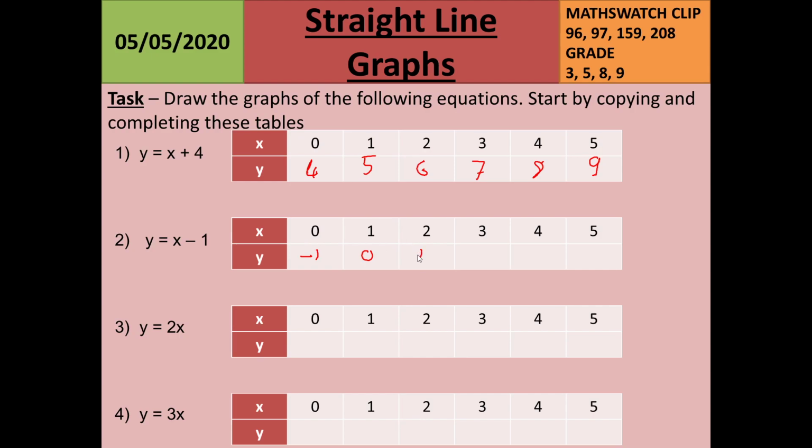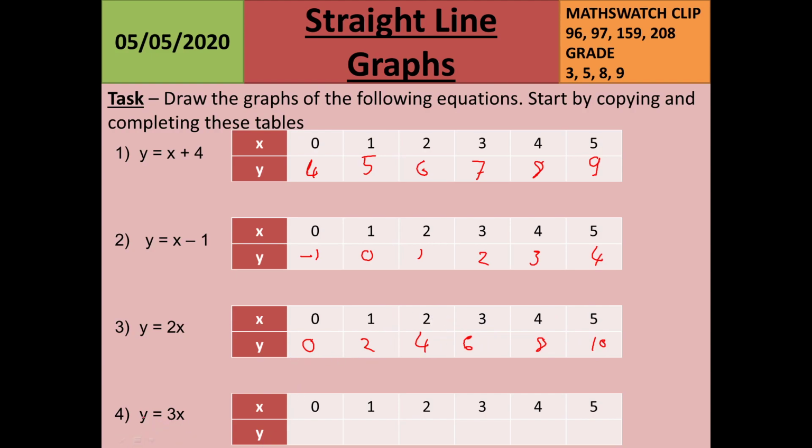0, 1, 2, 3, and 4. Here, the y coordinate is 2 times the x coordinate. So that's going to be 0, that's going to be 2, that's going to be 4, that's going to be 6, that's going to be 8, and that's going to be 10, because we're doing 4 times 2, 5 times 2, 3 times 2, 2 times 2, 1 times 2.